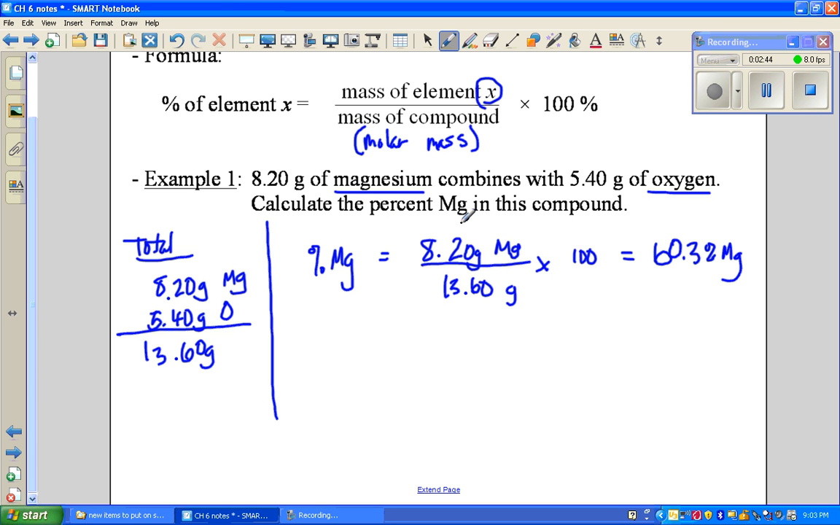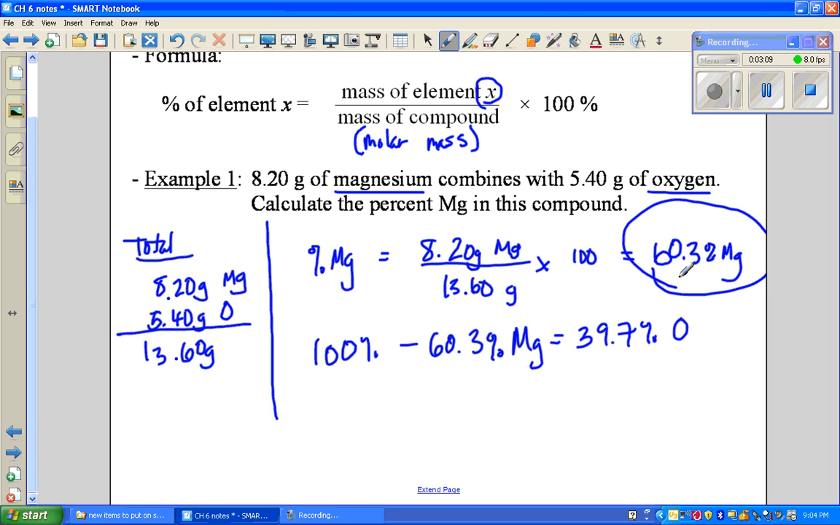Now I know this problem doesn't ask for this, but if I wanted to find the percent of oxygen, hopefully you're thinking in your head, well, percent is out of 100, so Ms. Benson, I think I'm just going to subtract. And I'm going to say you are correct. So you just take 100% minus my 60.3% magnesium, and I would get 39.7% oxygen. So the true answer is the magnesium, because that's what the question is asking. I just took it one step further so you can see the difference there.